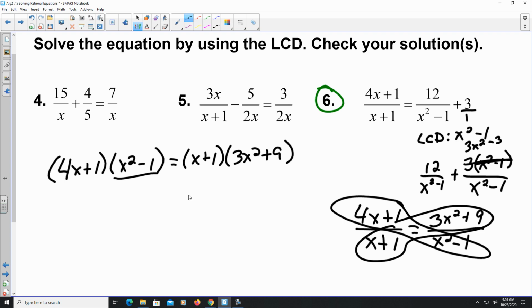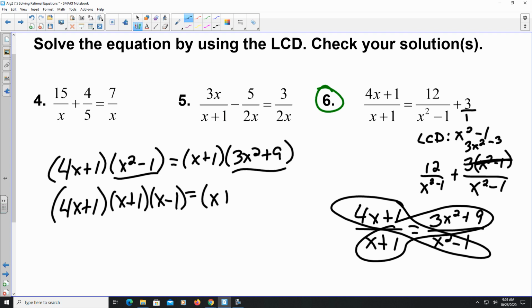So I can actually factor x squared minus 1 because it's a sum and difference pattern. And I can also factor this one here. Let's see if that will help us at all. So this is going to turn into 4x plus 1, which stays the same. This is going to be x plus 1 times the quantity of x minus 1. This could be equal to x plus 1, and then this is going to be 3 times x squared plus 9. So the x plus 1's get canceled.